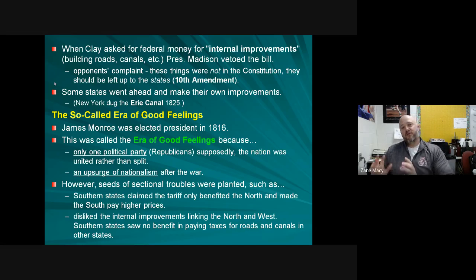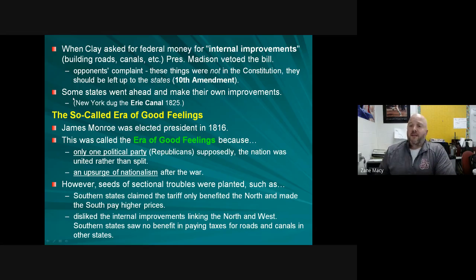Again, it comes down to that strict interpretation of the Constitution versus a loose interpretation of the Constitution. The people that opposed Clay's American System and the bill that would have provided money for it were strict interpreters of the Constitution. And they're like, we don't want to pay for this. We don't want tax money to go to this. So this would fall under the 10th Amendment. The states have to take care of their own transportation.